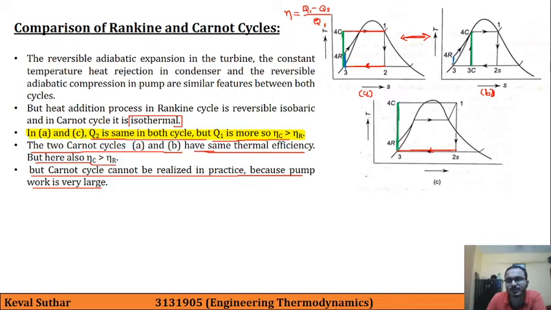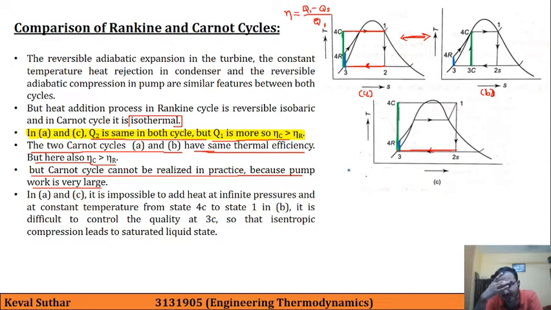and if you compare this pump work with the Rankine cycle's pump work, then Rankine is having much lesser work for the pump and Carnot is having very huge pump work, so it cannot be realized in practice. Now here also one more thing, that in A and C, that is in figure A and C, it is impossible to add heat at infinite pressures and constant temperature from state 4C to 1.